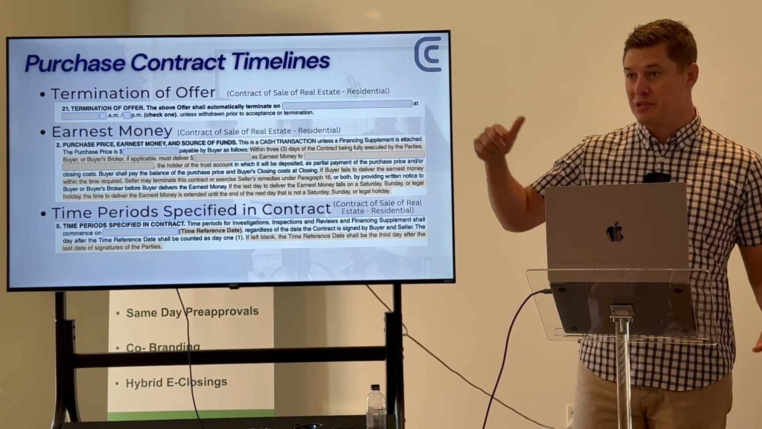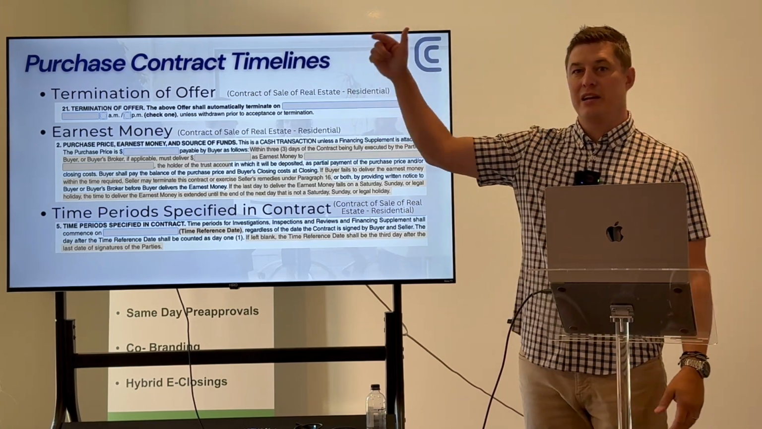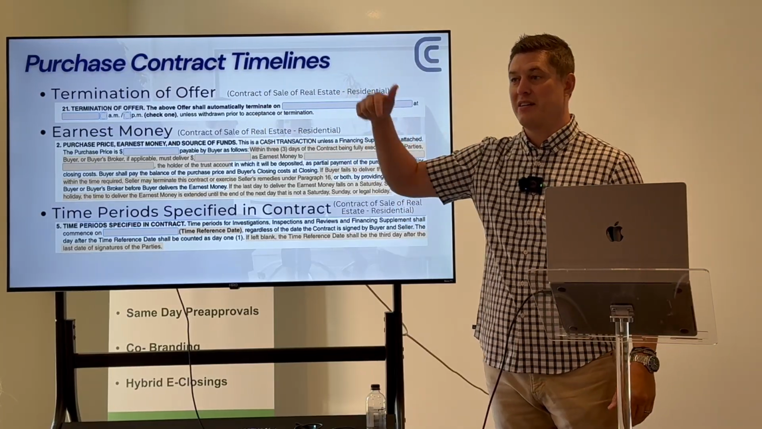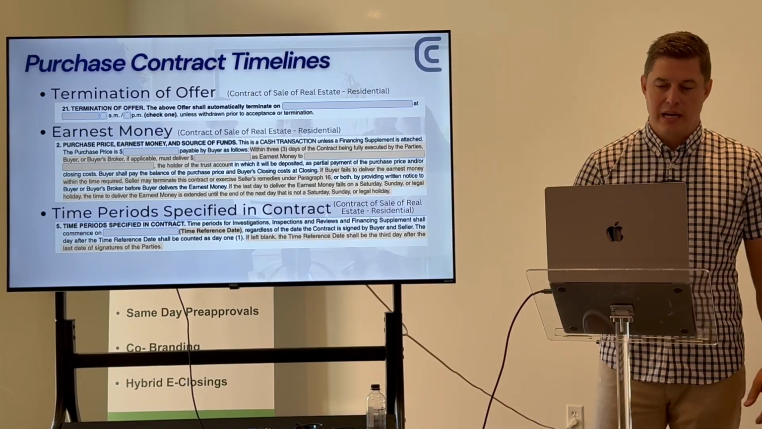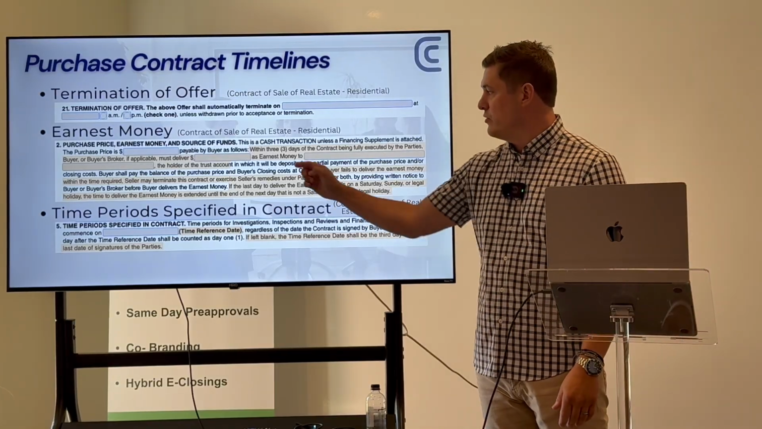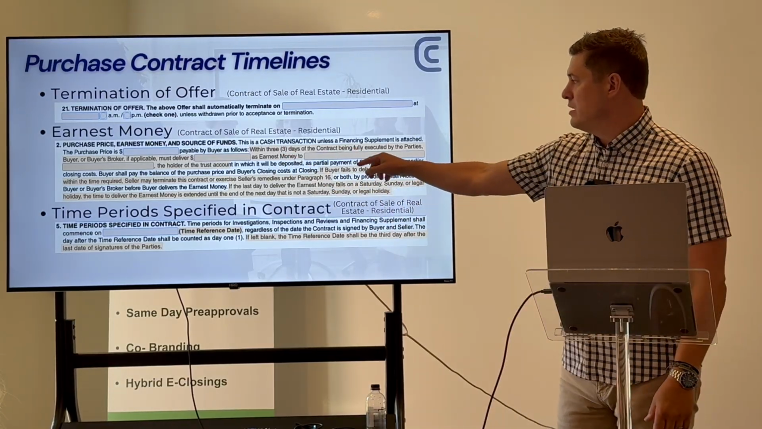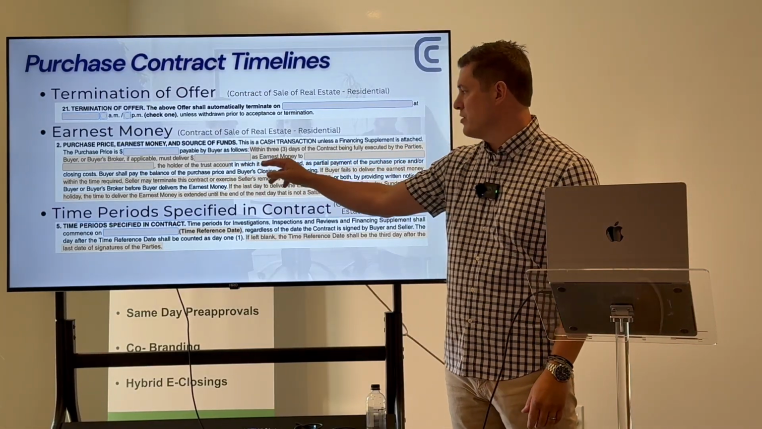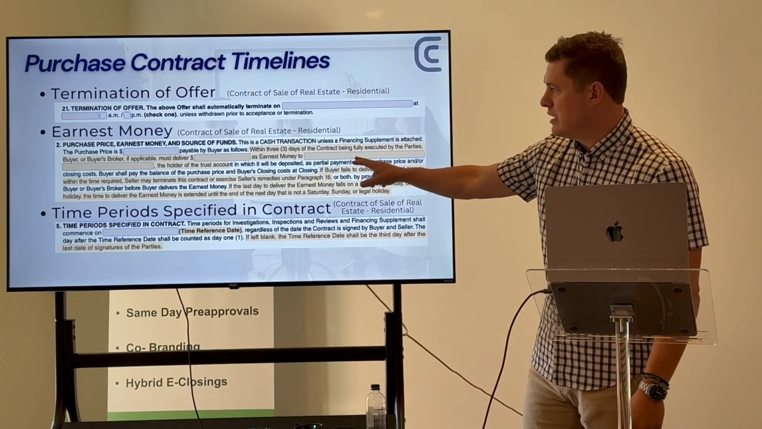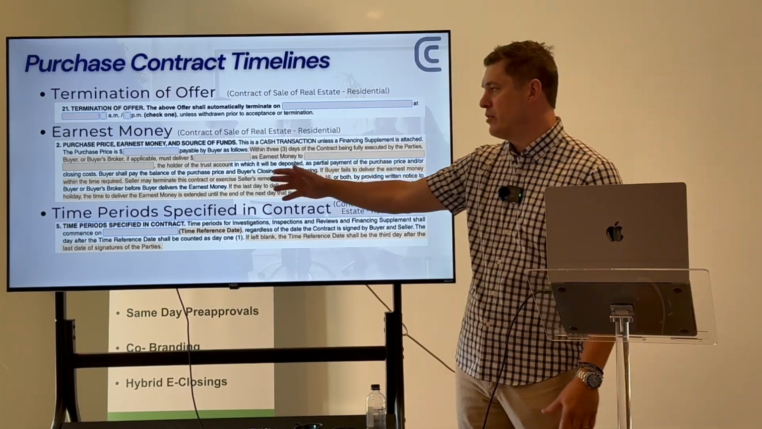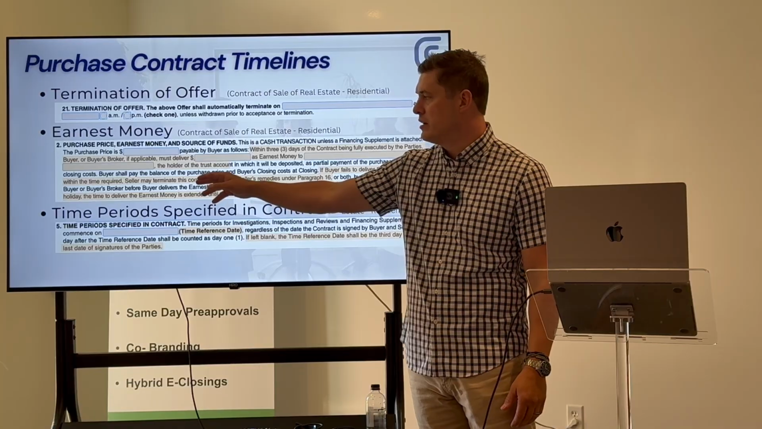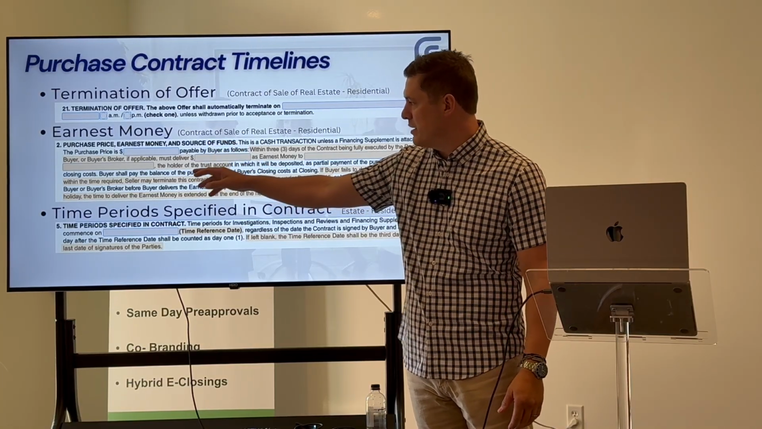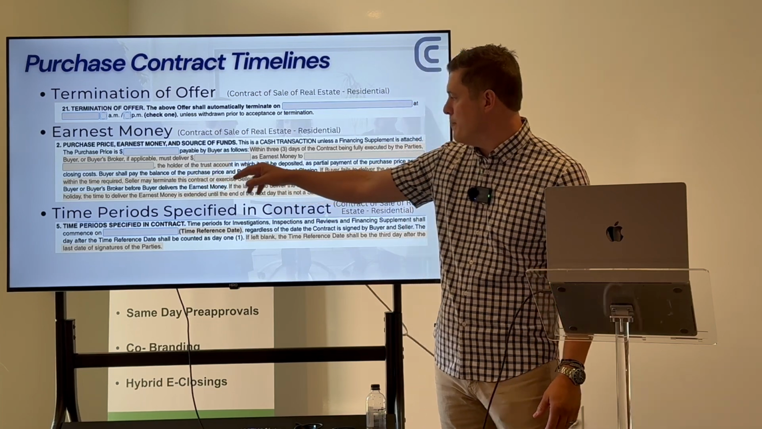So 3 days is 3 days from now. And if today's Friday, it's not Friday, Monday, Tuesday, it's Friday, Saturday, Sunday, right? 3 days. So whenever you go under contract, you have 3 days from when the contract is fully executed by all parties to deposit X dollars of earnest money to the title company or brokerage, wherever the trust account is.